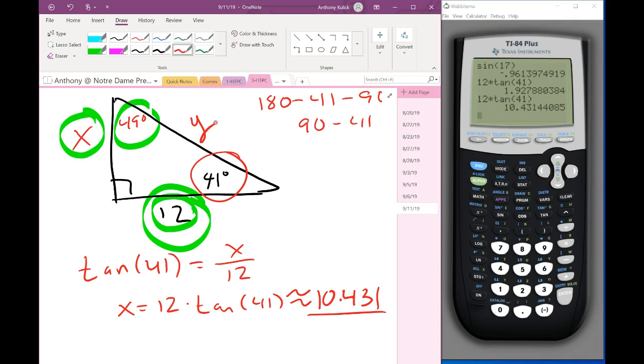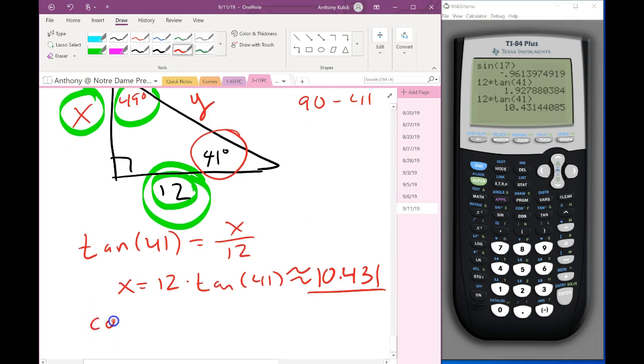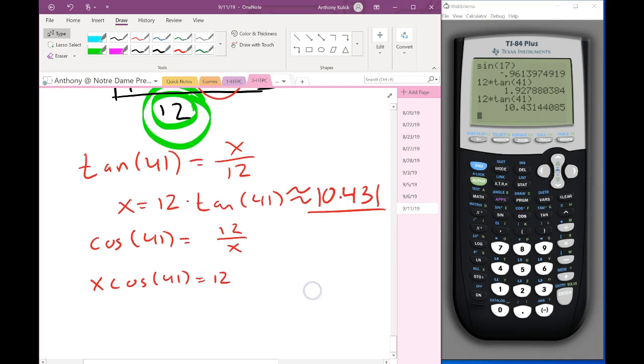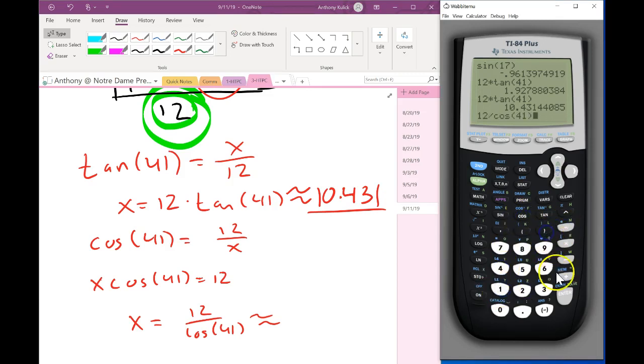Yes. I can do, for example, cosine of 41, which is 12 over x. If I multiply both sides by x, and then divide by cosine 41, I would get my other answer, and that will be marginally more accurate than if I had done the Pythagorean theorem. Not tremendously more accurate, but it will absolutely be a more accurate answer.